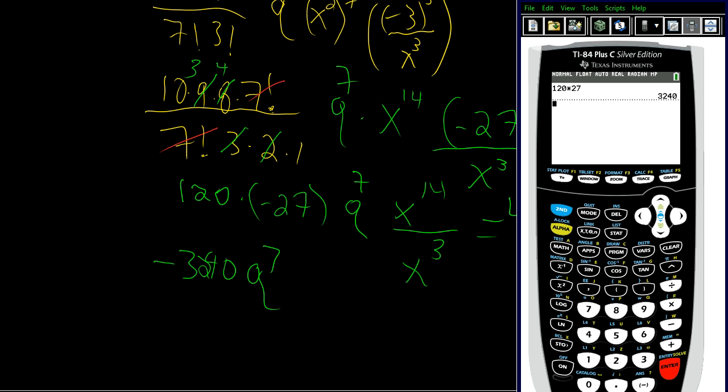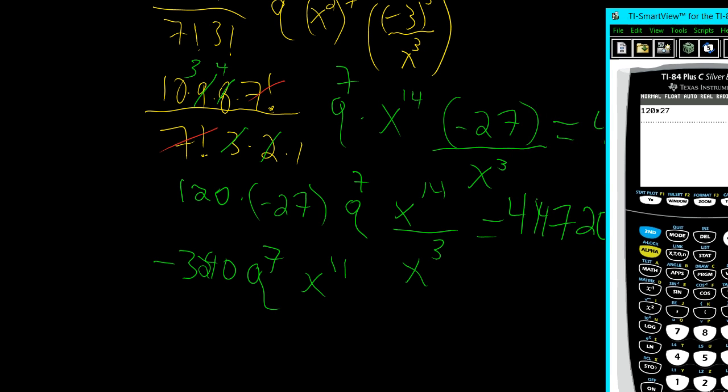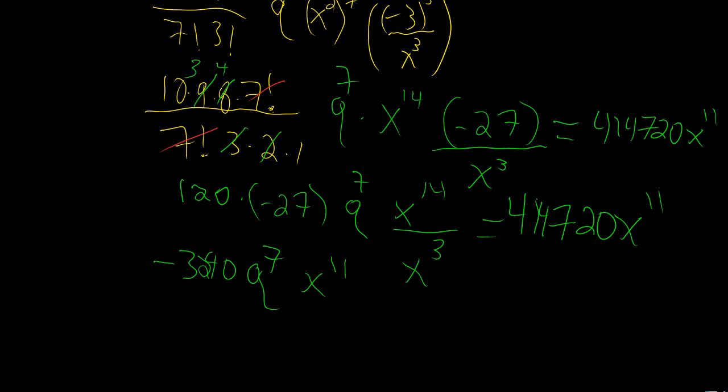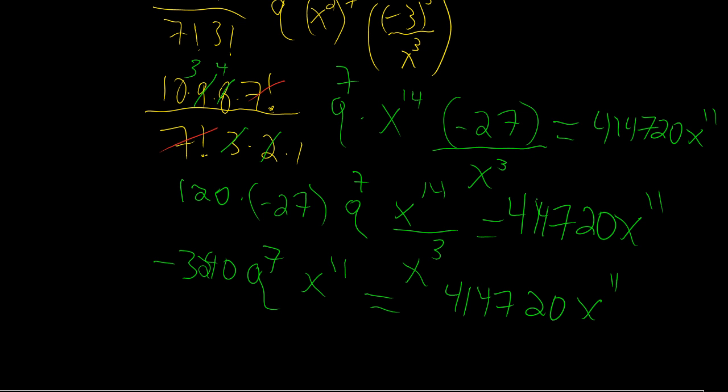Times q to the 7. Here you subtract exponents. I'll do that in my head. 14 minus 3 is 11. x to the 11. Now that shouldn't be a great deal of surprise, because when we look at the other side, we get x to the 11 on the other side. So the fact that we got x to the 11 on both sides is kind of indicating to us that we're doing this question correctly. Now we can just cancel that off, and we have an equation that we're going to solve for q.